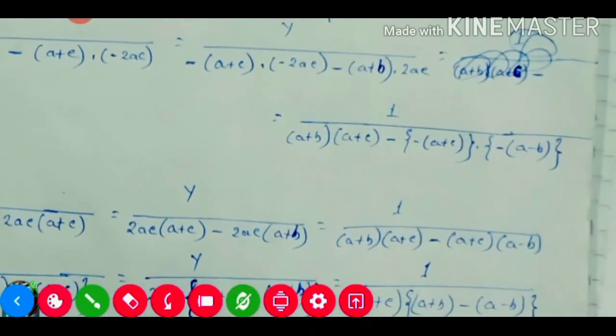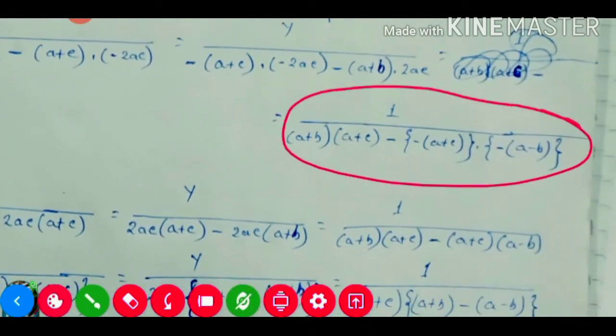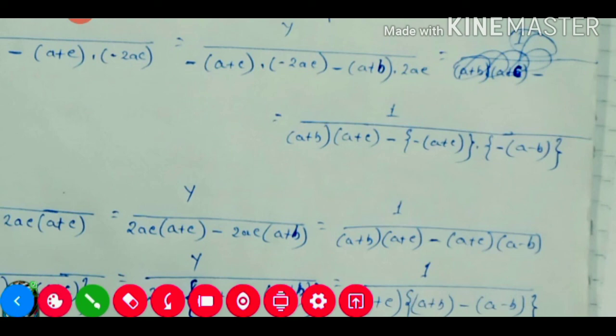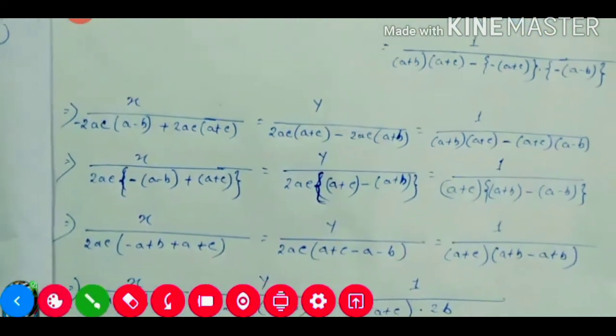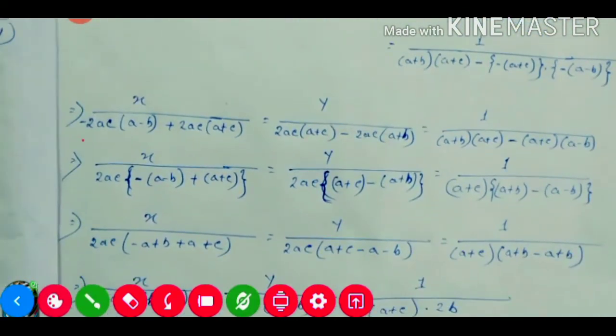Then c, this one, so (a plus b) into (a plus c), here nothing, and here c minus, this one minus, so minus minus plus, again here minus, so plus minus will be minus, and (a plus c) into (a minus b). Now x1 c, x1 here 2ac, this one also 2ac, so we can take 2ac as common. What remains is this minus and (a minus b). Then here 2ac is already taken common, so only (a plus c) remains.